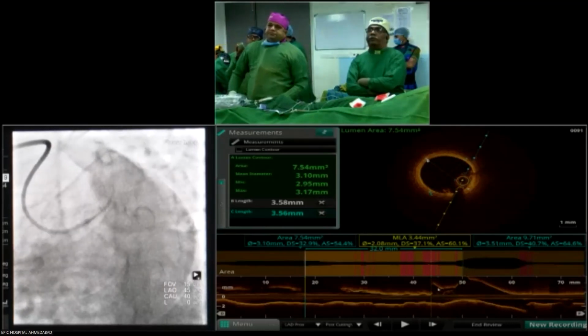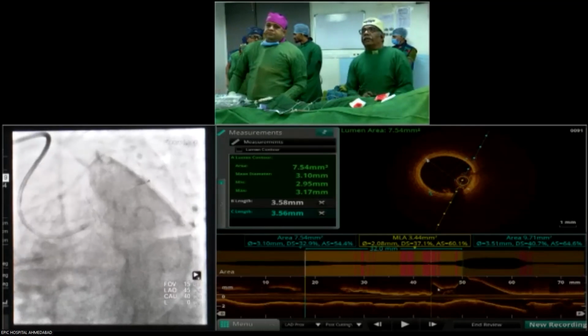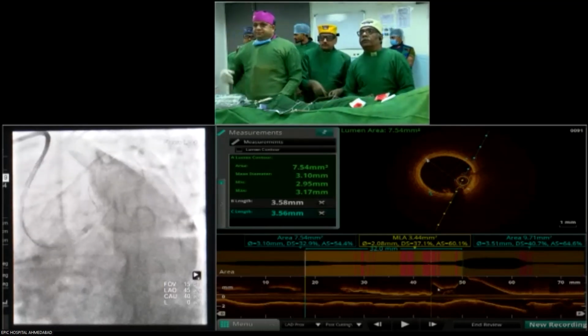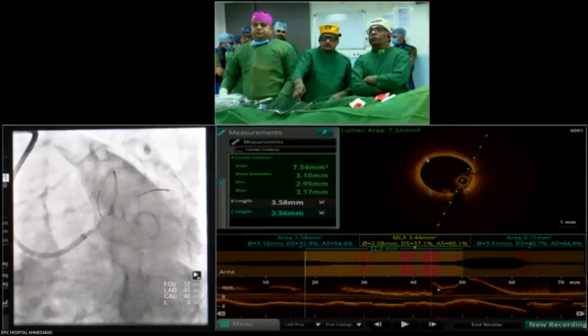Although, it means we could have put a wire after stenting also. It was not a bad angle and all. And then we took a 3.5 by 33 alpine stent. Yeah, show the stent. Okay. Next, we position it right at the LAD ostium.